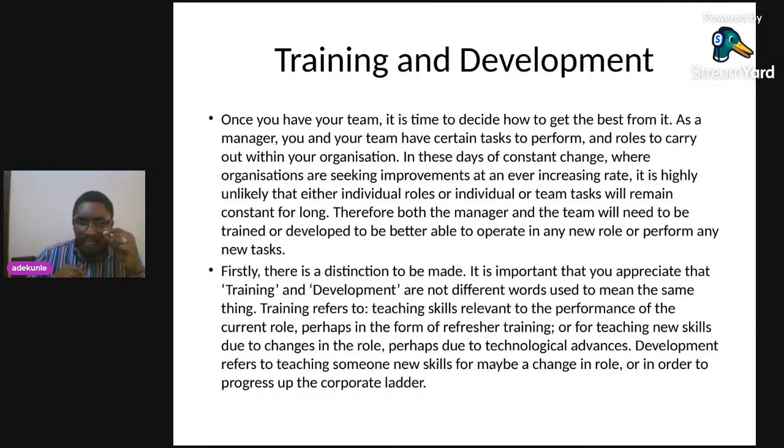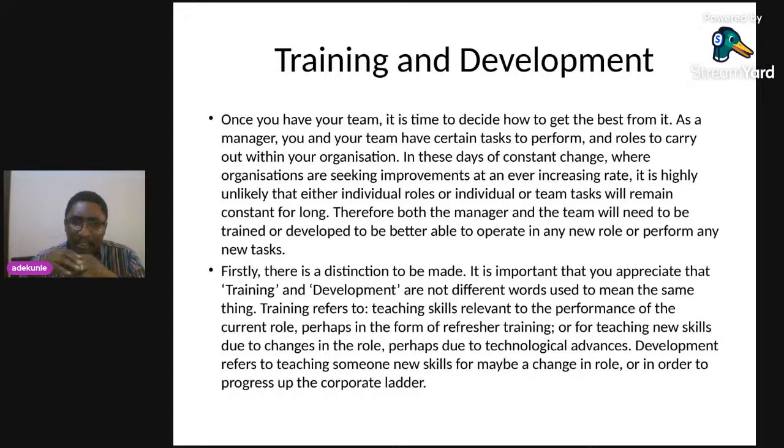Now, in training and developing your staff, firstly, there is a need for you to make a clear distinction. It is important to note the nature and the type of training. And it's important that you appreciate that training and development are not different from what used to be, they are the same. So you appreciate training and see it as an investment.